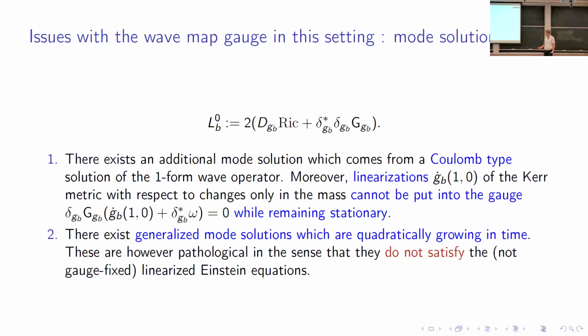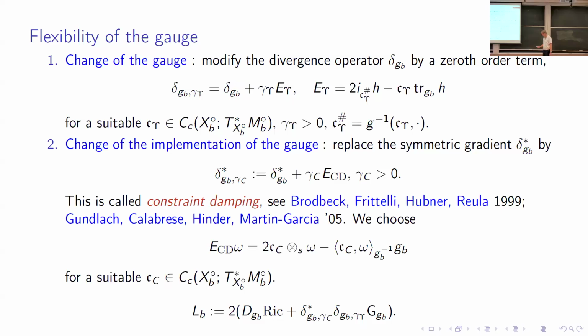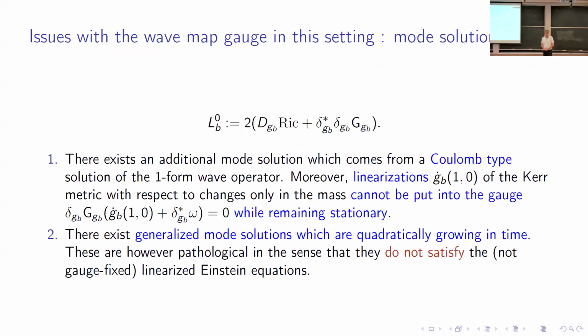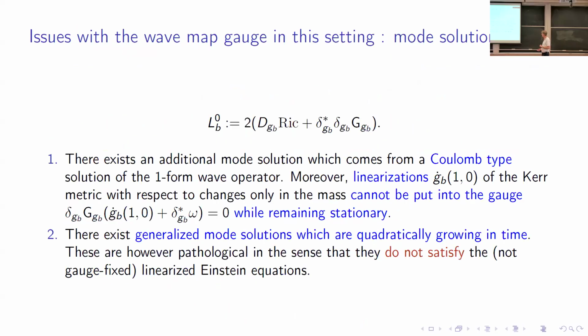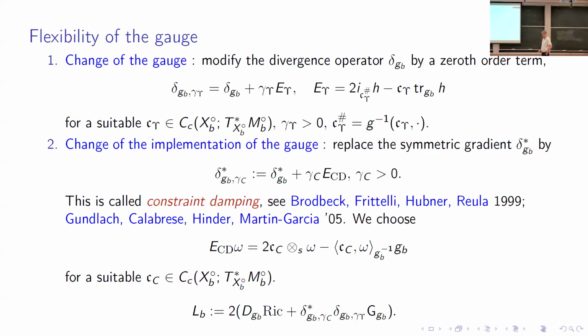So what can we do? What we have to understand is that in this kind of gauge, there's a lot of flexibility. Okay, we can write it like that, but we can do something else. So we have essentially two possibilities. I should perhaps say that in my notation, this is the divergence operator, and this is the symmetric gradient, right? Okay, so you have two possibilities.